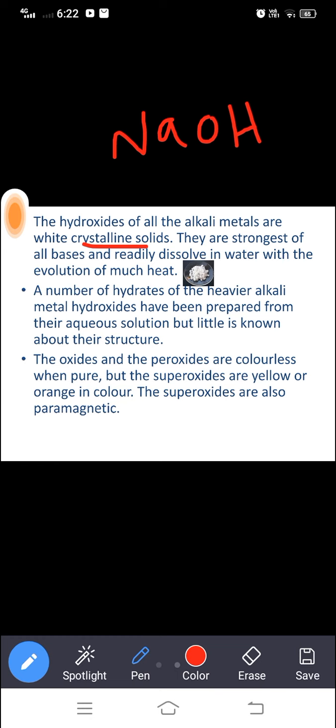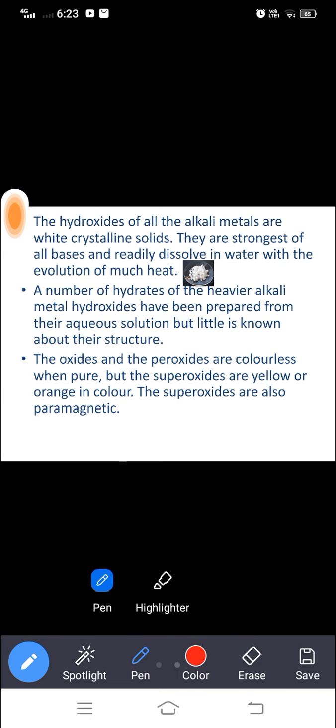So we can call that an alkali. And whenever you dissolve it in water, it liberates a large amount of heat. Mostly sodium hydroxide and potassium hydroxide are available in pellet form, like small pellets. So here the picture is given.